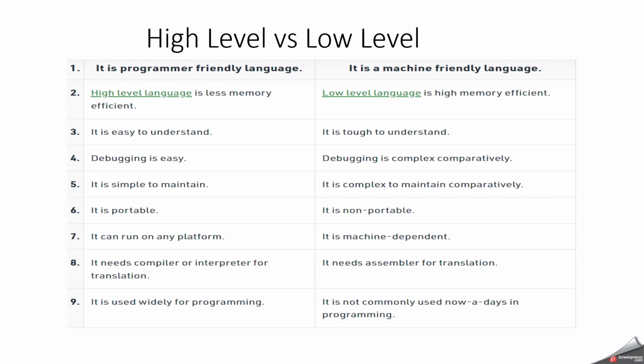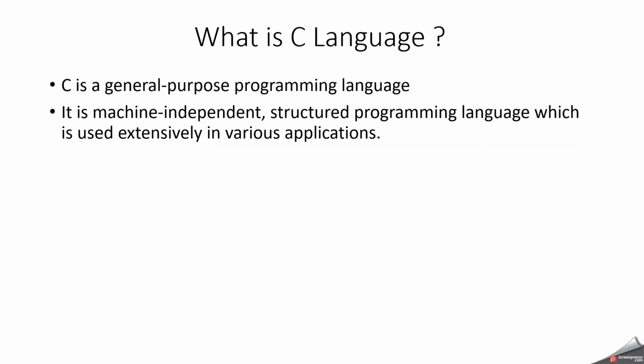One question now is whether C is a high level language or a low level language. We can see now. So basically, what is the C language? C is a general purpose programming language. What is the meaning of a general purpose programming language? It can provide the solution for all sets of problems, so it's not designed for anything specific. That is the reason C is a general purpose programming language.